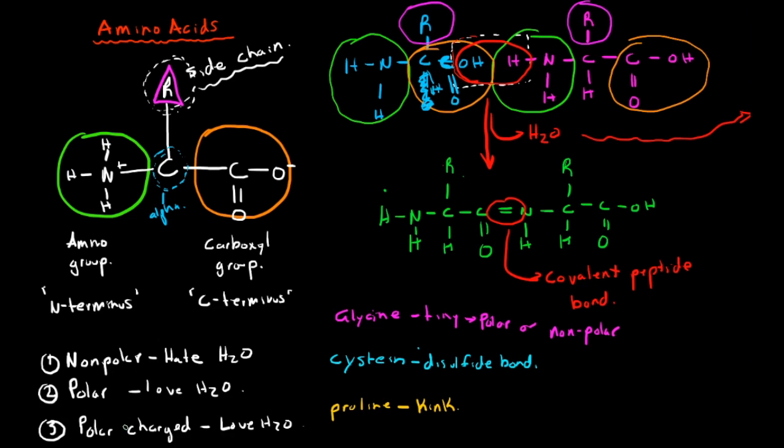And then for your electrically charged hydrophilic side chains, you have aspartic acid and glutamic acid, so those are your negatively charged ones. And then you have your basic, which are positively charged, which are lysine, arginine, and histidine.